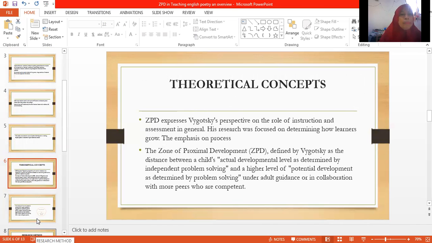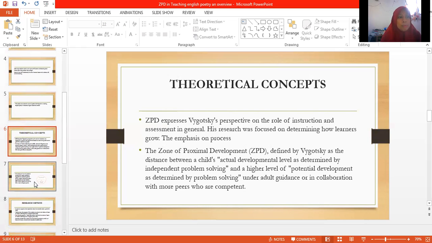ZPD expresses Vygotsky's perspective on the role of instruction and assessment in general. Vygotsky's research focused on determining how learners grow, and actually this emphasizes process. This is the definition of ZPD by Vygotsky: the distance between a child's actual developmental level as determined by independent problem solving and a higher level of potential development as determined by problem solving under adult guidance or in collaboration with more competent peers. That's the zone of proximal development.